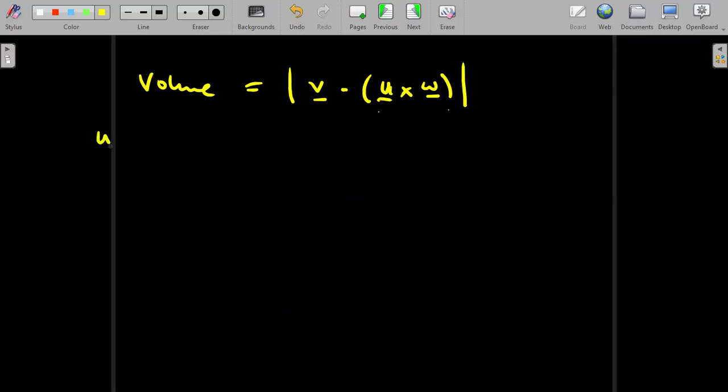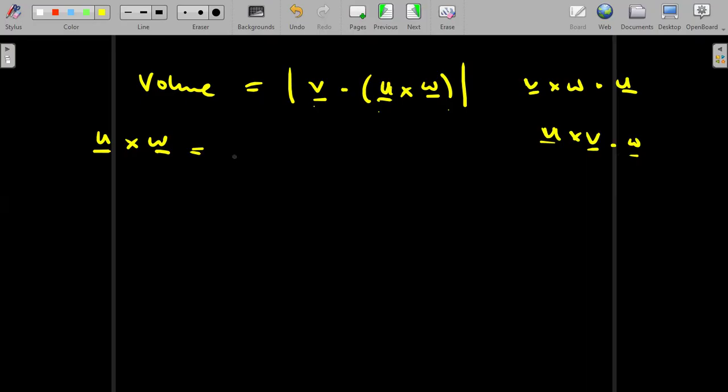So I have to first find the cross product of U cross W. So you can do this with any of the vectors. You can first find the cross product of V with W, then you find the dot product with U, or you can do U cross V, then the dot product with W. It will still give you the same answer.